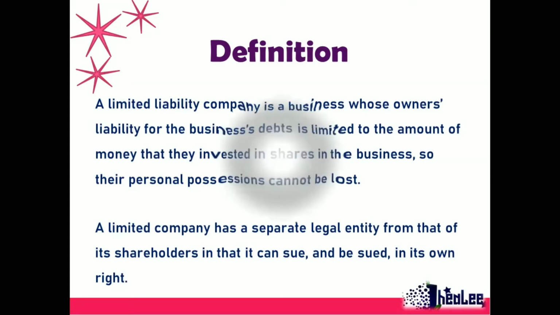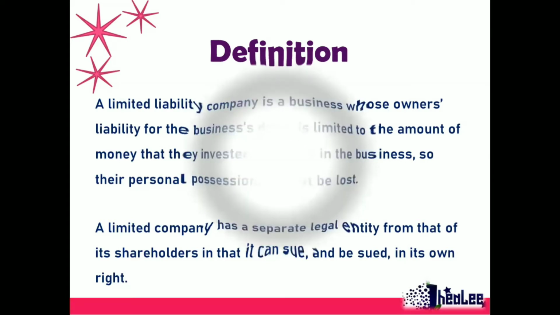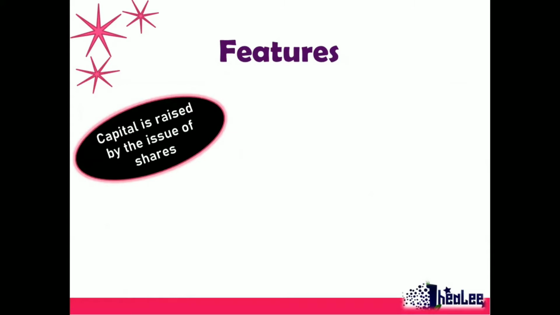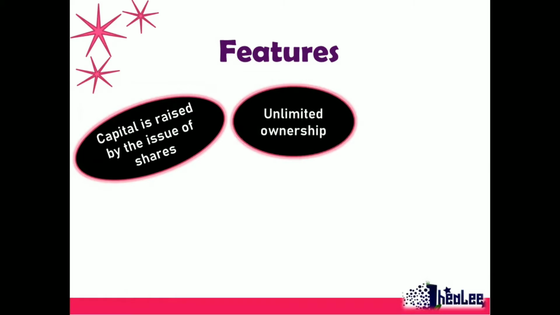Now, let's look at the features of a limited liability company. What are the features? The first one, capital is raised by the issue of shares. So by selling shares, basically, that's how they raise the capital. The next one is they have unlimited ownership. They can have several shareholders.